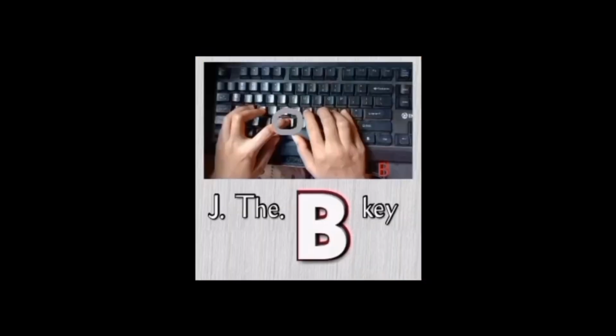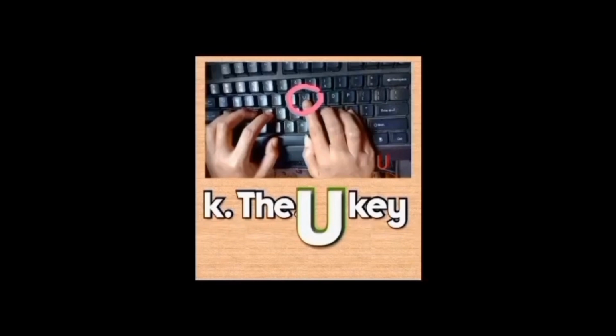The B key is the left index finger, where you use the F finger and keep the A finger at home as you reach for B. The U key is the right index finger, where you use the J finger and keep the same finger at home as you reach for U.